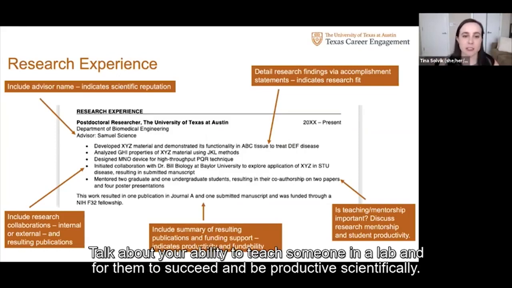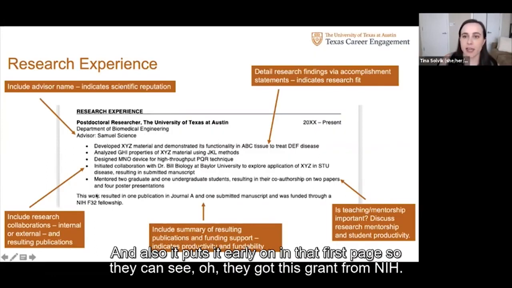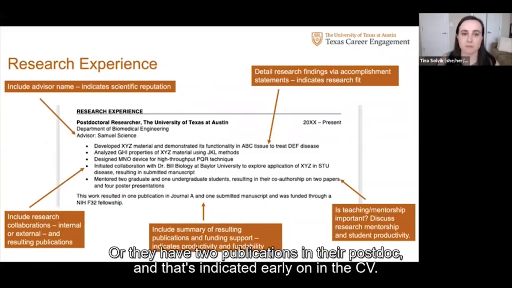And then lastly, you're going to have a line that summarizes your publications, your productivity, and your funding. This allows them to see what publications and what funding are associated with which research experiences. It also puts it early on in that first page so they can see, oh, they got this grant from the NIH, or they have 2 publications from their postdoc, and that's indicated early on in the CV.